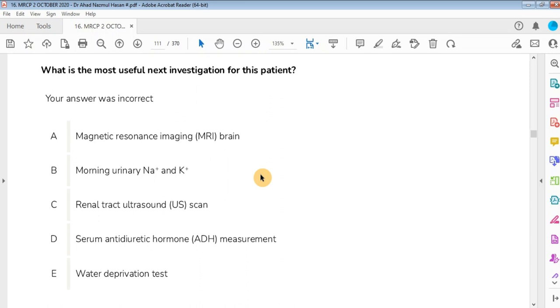Water deprivation test? Yes, very good. We should go with the water deprivation test. So what should be the findings in water deprivation test in nephrogenic DI?